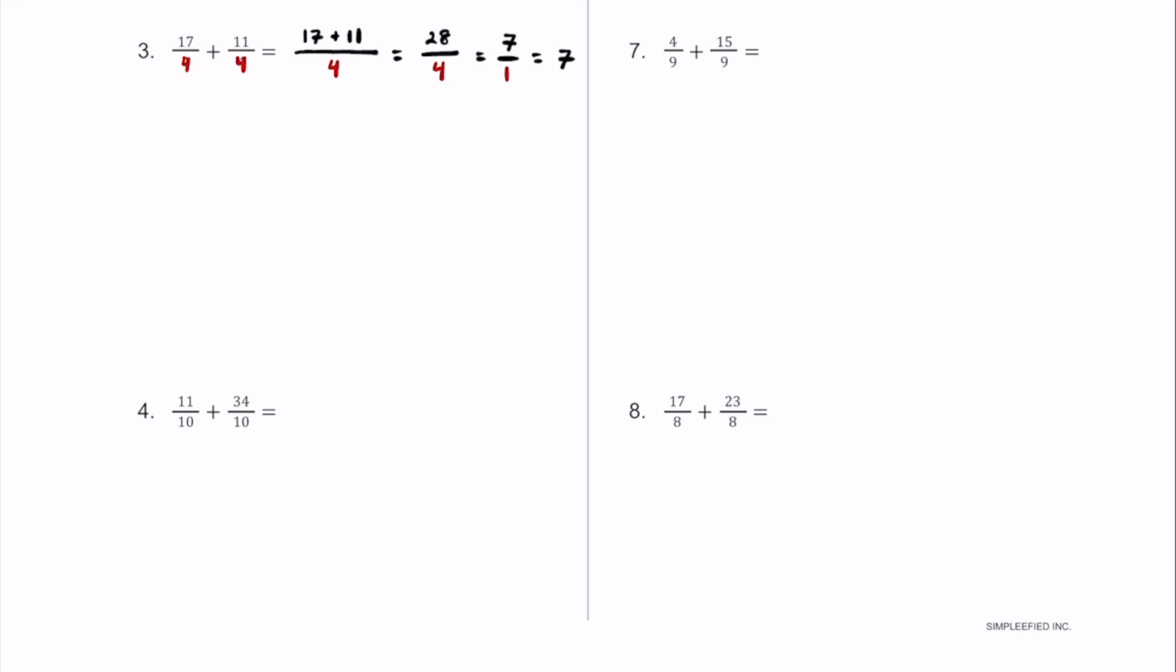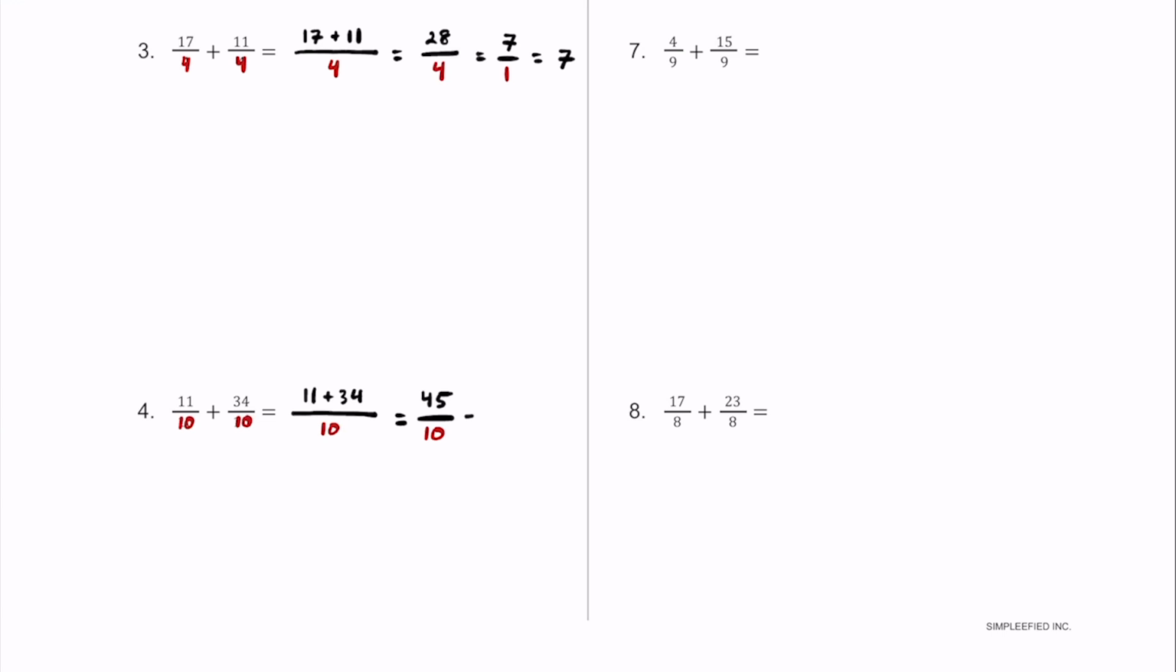For number 4, we have 11/10 plus 34/10. We have these common denominators of 10 for both fractions. So we can add these 2 fractions right away. On the bottom, we're going to keep that common denominator of 10. And in the numerator, we're going to have 11 plus this 34. Okay, so 11 plus 34 is going to be 45. So our numerator is going to be 45, and our denominator is going to be 10.